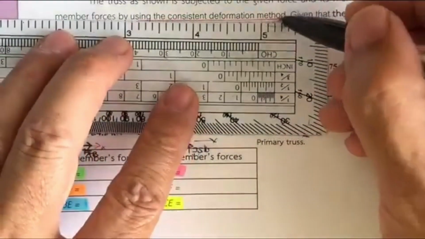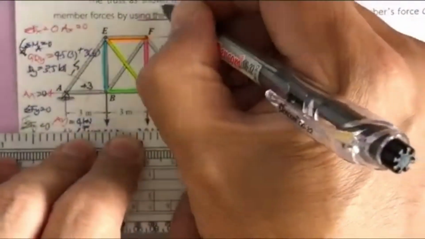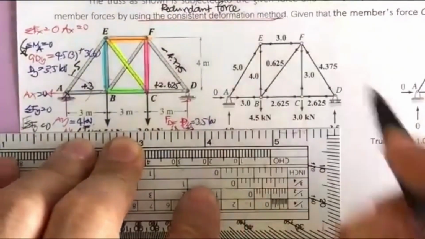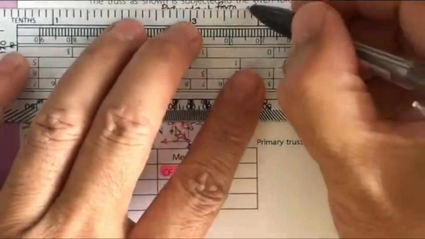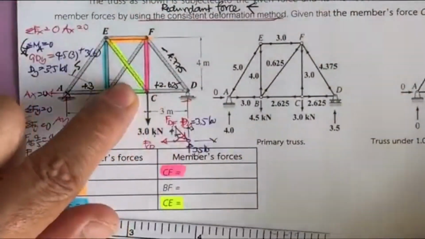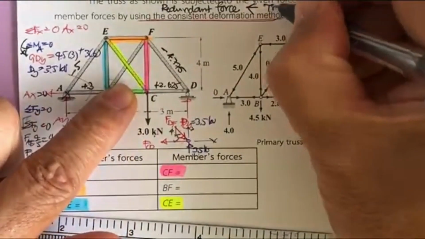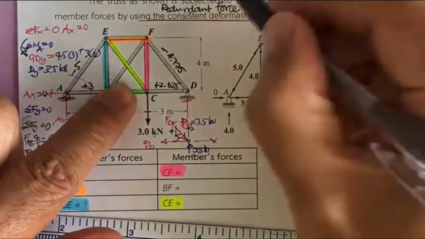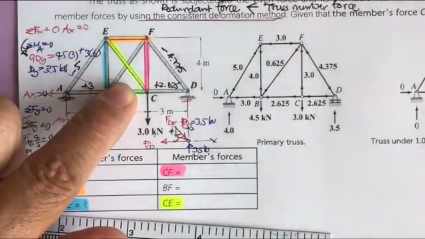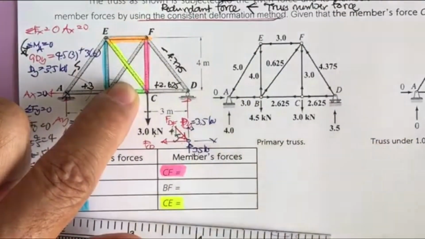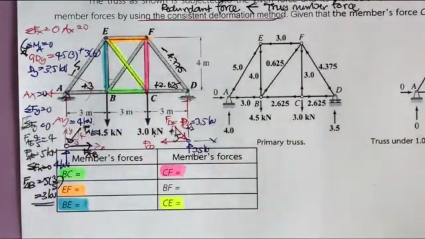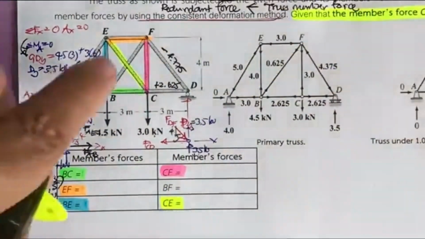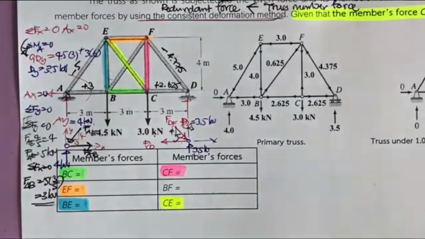So this method, we require one redundant force, and this redundant force must be the force in the truss member. It must be a truss member force, because it is an internally statically indeterminate truss. And they give us the member CE as the redundant force. So this one, the CE is the redundant force.